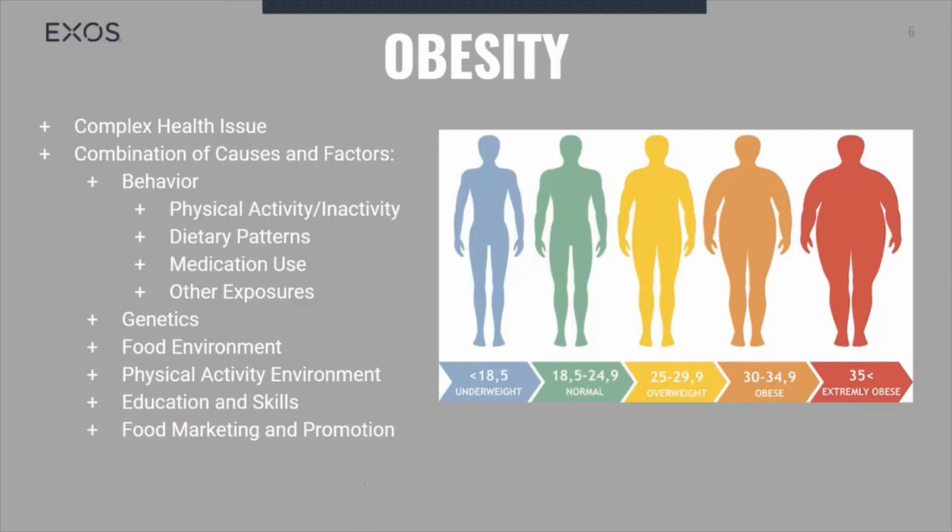So obesity is a very complex health issue, and it results from a combination of many factors and causes, behavior and genetics for one. Behavior can include physical activity or inactivity, your dietary patterns, any kind of medications you're taking, and then other exposures as well. And then kind of like what we talked about last week, genetics, your food environment, your physical activity environment, your education and skills, the food marketing and promotion commercials that you see, and also the people you surround yourself with as well.